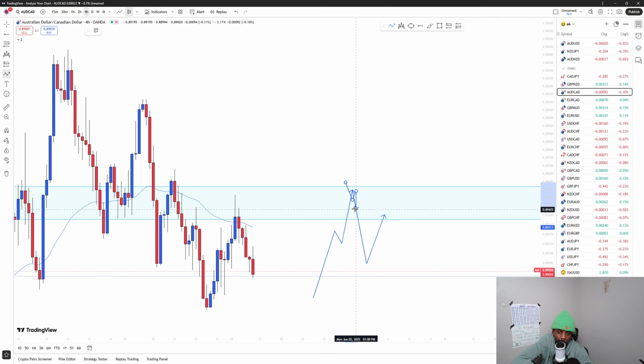The 1 hour goes bearish to create this 4 hour arm, and then we shift bullish to create the 4 hour pullback. And when we shift bearish again, that's when we enter.